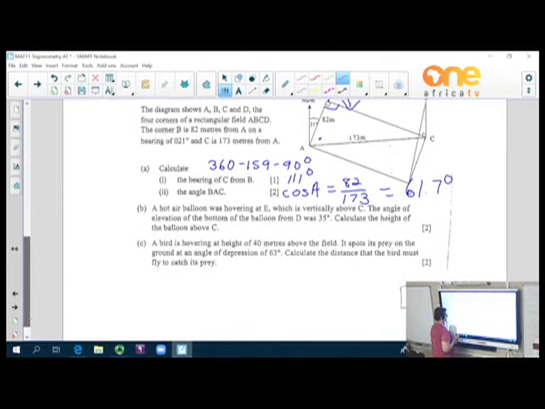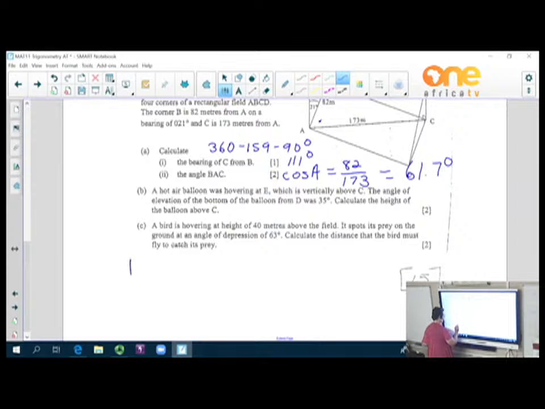Then number B, the hot air balloon, which is hovering at E, is vertically above C. Now we said draw the little triangle. This is those three-dimensional ones. Draw the triangle so that you can see where your 90 degrees is. And the 90 degrees will be at C, isn't it? And there's the balloon at E. So this angle here, the bearing there from D, is 35 degrees. There's D.